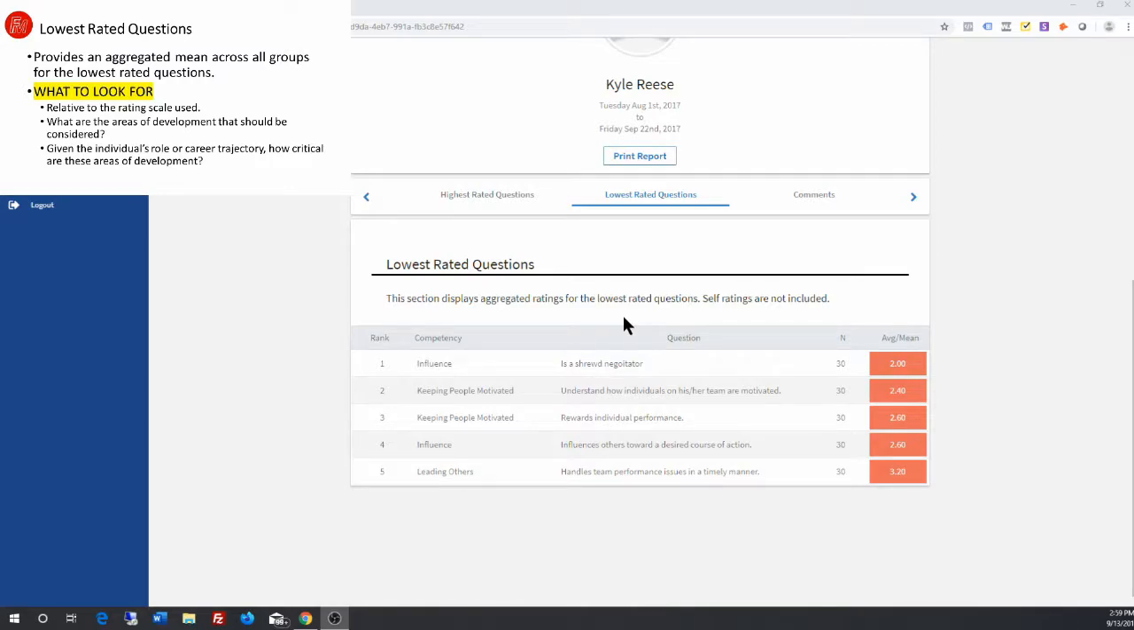And this is what the lowest rated question section looks like. It's very similar to the highest rated question section, except it's just showing you either the top 1, 2, 3, 4, or 5 lowest rated questions.